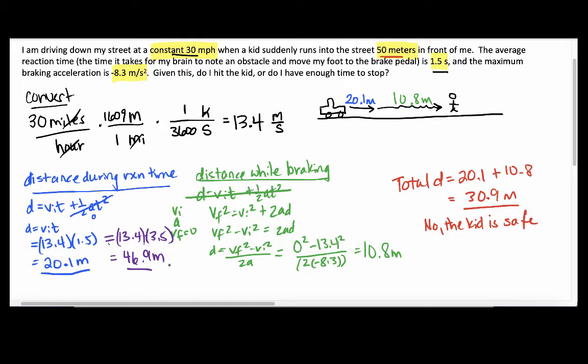So did I hit the kid? Well, he's 50 meters in front of me and it took me 57.7 meters to stop. So I did hit the kid. And now I'm going to jail.